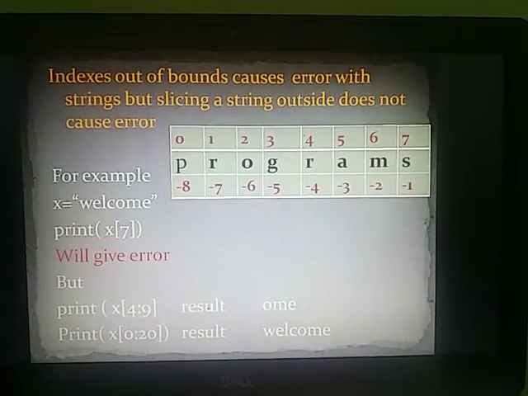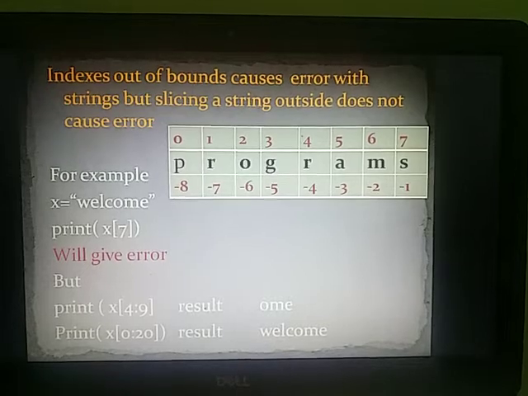So this is all about slicing, different examples. Revise it.